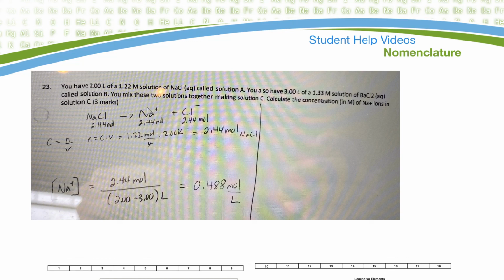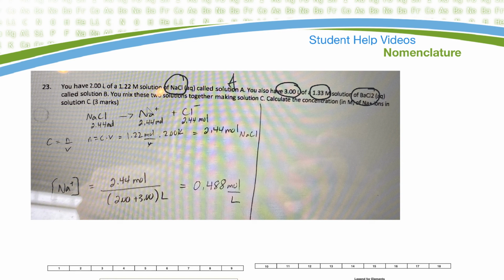All right, here's a couple good questions. In the first one, it says, I've got 2 liters of a 1.22 molar solution of sodium chloride, and we're calling that A. And then I have 3 liters of a 1.33 molar solution of barium chloride, called B. I mix these two solutions, getting C. Calculate the concentration of sodium ions in the mixed solution.